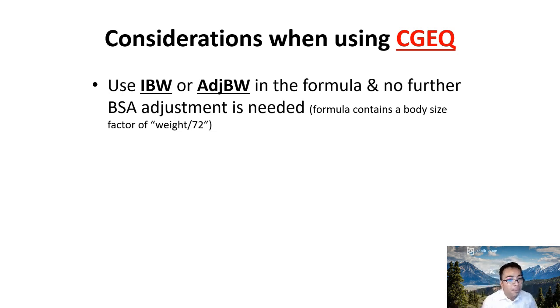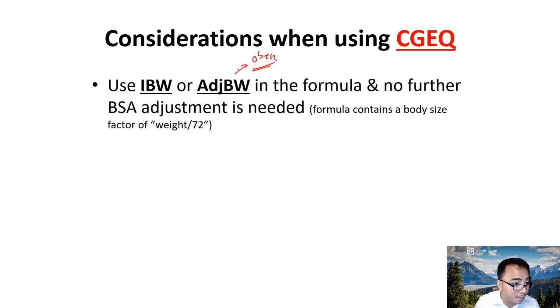Now, what about the one used when we're computing for CGEQ? Ideal body weight. Kasi nga, ang mini-measure lang dito is yung creatinine, so hindi na kailangan i-consider pa yung weight ng fat. And so on and so forth. Now, adjusted body weight naman, class, is usually done for obese patients.